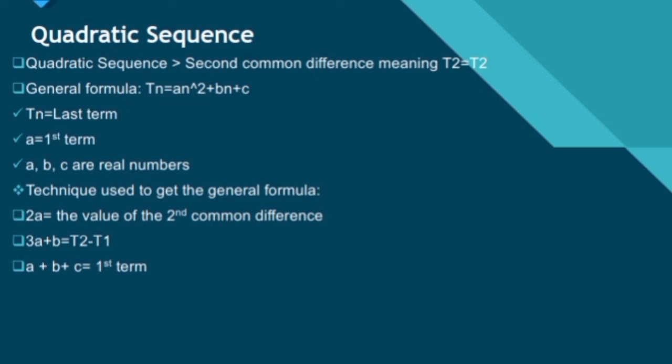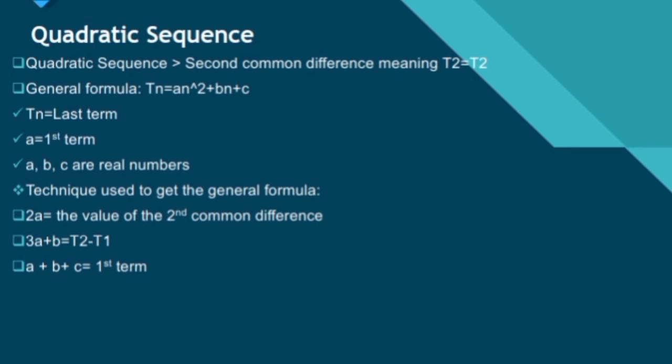If they ask you for term number 7 or term number 8 or term number 12, when you see n, you put in the value they're asking for. If it's T12, you put 12 where you see n, and then you simplify. You just substitute the number they asked you for, right? And that's that, guys.